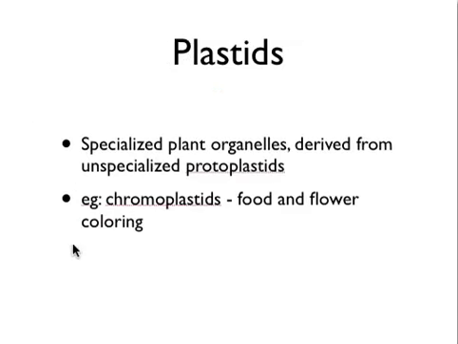Plastids. These are specialized plant organelles, and they derive from unspecialized protoplastids. For example, chromoplastids. Chromo comes from color. It basically gives food and flowers their coloring. So, for example, oranges are orange because of this chromoplastid.